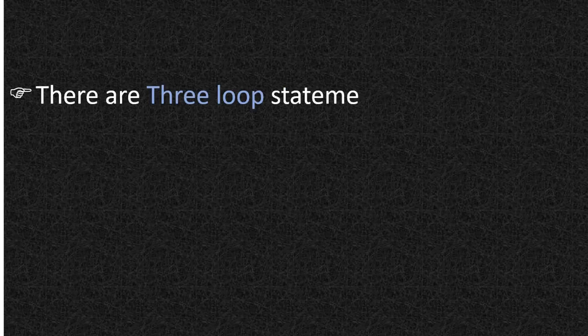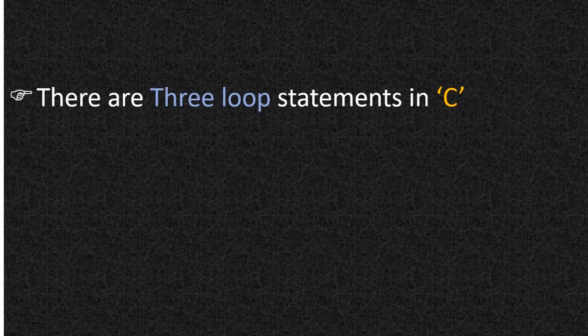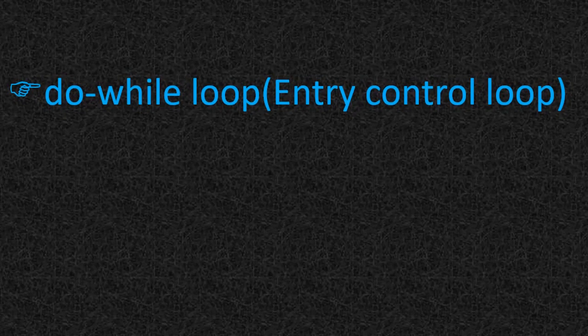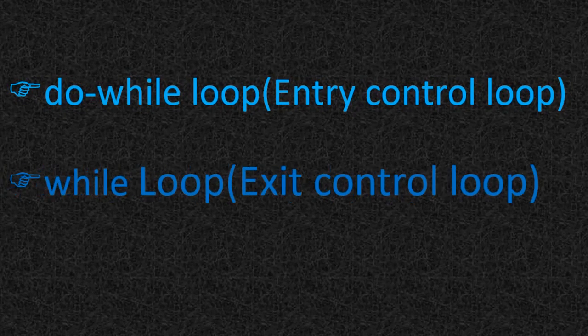So when we talk about C programming, there are three types of loop statements in C language, right? Which three types are there? First one is the while loop. It is also called an entry control loop. Why is it called an entry control loop? We will see. The do while loop is called an exit control loop, and then the for loop. These are the three loops: while, do while, and for.